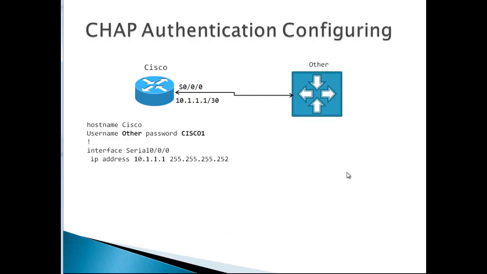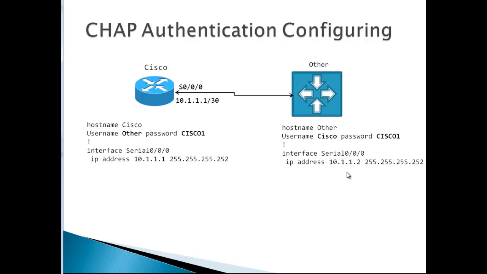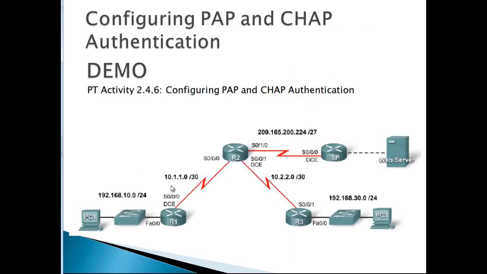CHAP authentication configuration. Again, same configuration we had so far with the host name Cisco, username other, password Cisco1. That was our database, so we created a local database here. And then we just say encapsulation CHAP. For CHAP, we don't have to say anything, send username or send anything. That's it. Encapsulation CHAP, and you're done with this.